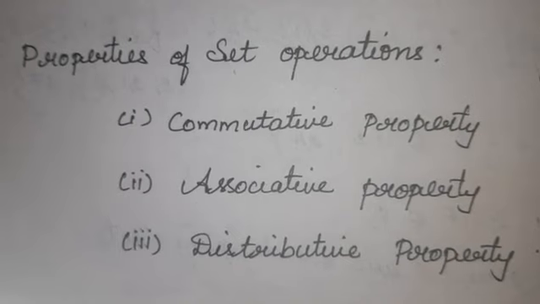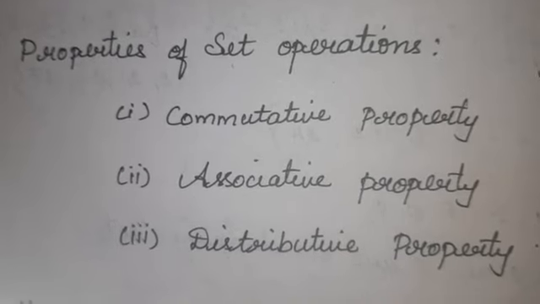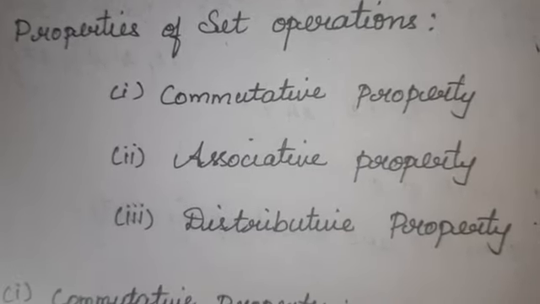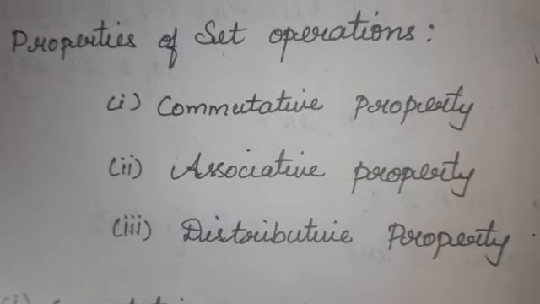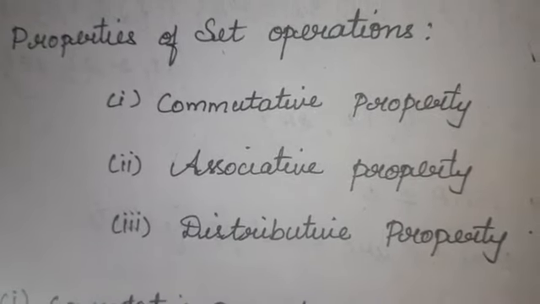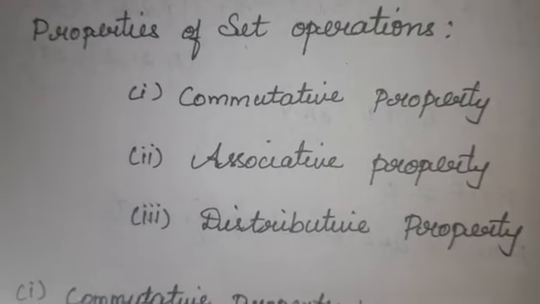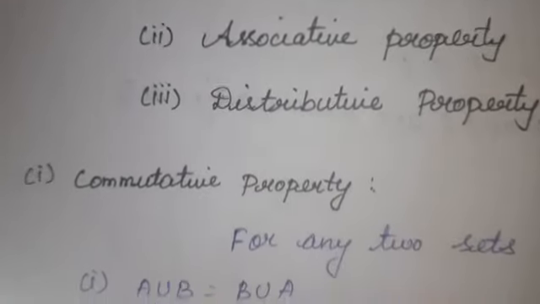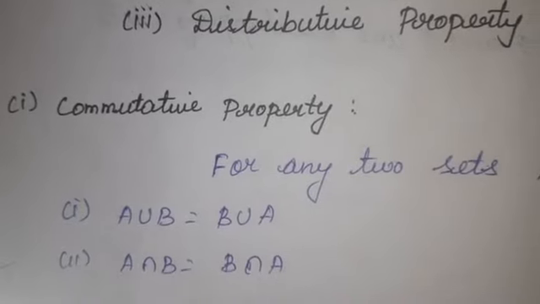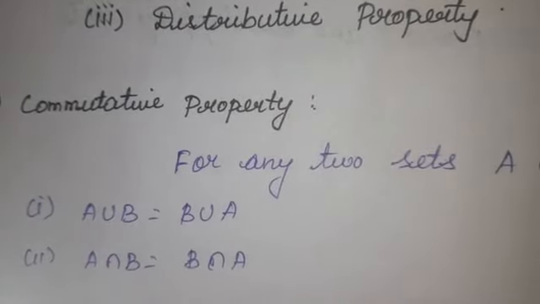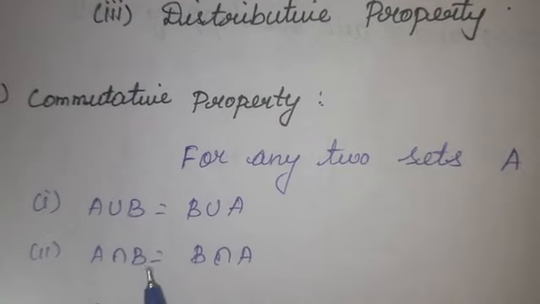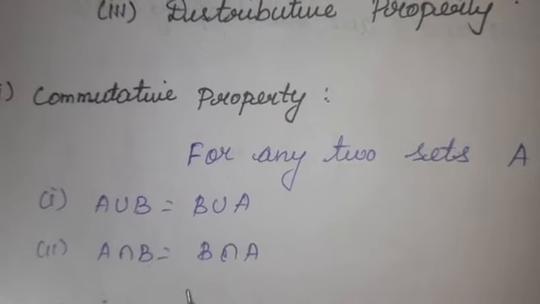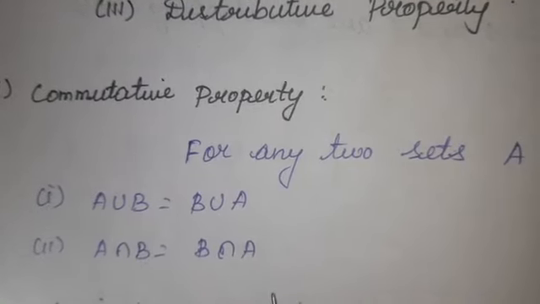Students, in the last video class we saw the properties of set operations. What are the three properties? Commutative property, associative property, distributive property. What is the commutative property? For any two sets A and B, A union B is equal to B union A. This is for union. Next, A intersection B is equal to B intersection A.